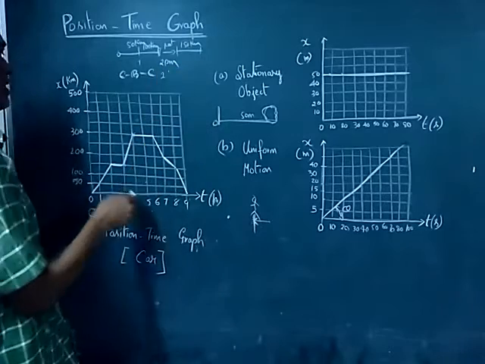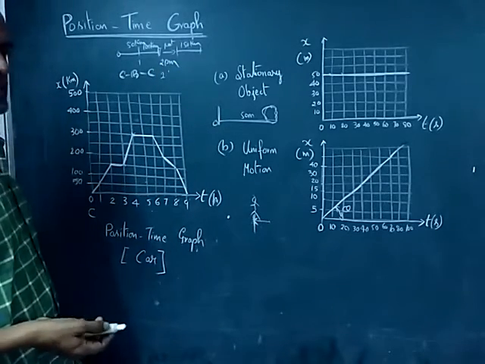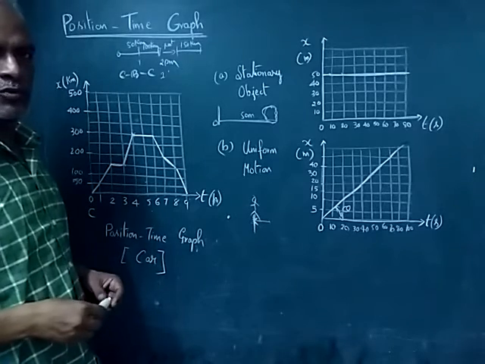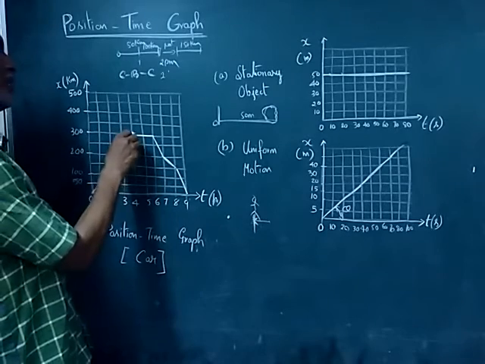Okay. Assume roughly Bangalore is at 300 kilometers. It is roughly around 330 to 360 kilometers. So I will assume 300 kilometers. Now he reaches Bangalore.